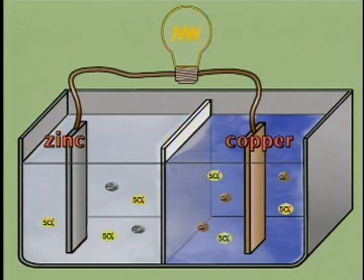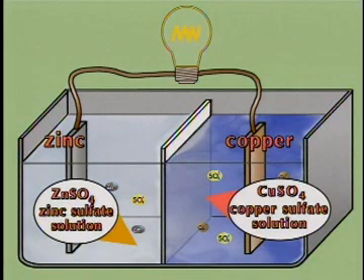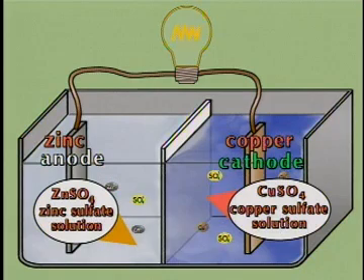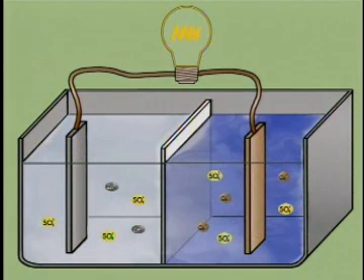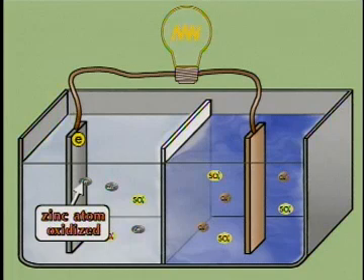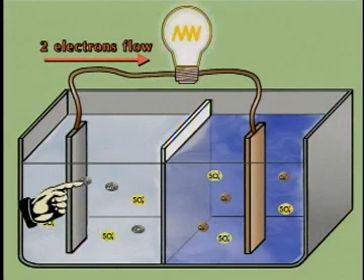In this example, zinc is placed in a zinc salt solution, zinc sulfate, and copper is in a copper salt solution, copper sulfate. Oxidation takes place at the electrode we call the anode, and reduction occurs at the cathode. Zinc atoms of the anode are oxidized, providing two electrons which flow through the external wire from the anode to the cathode. This causes the electric current to light the bulb.